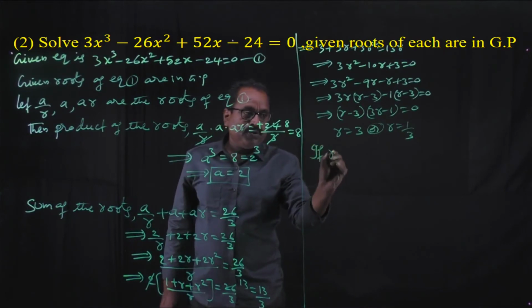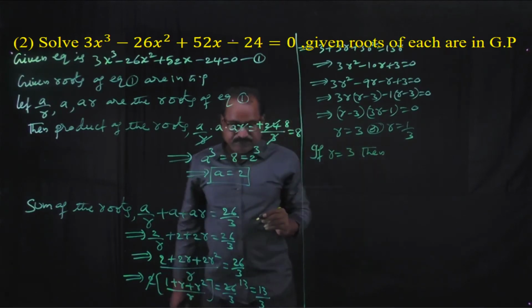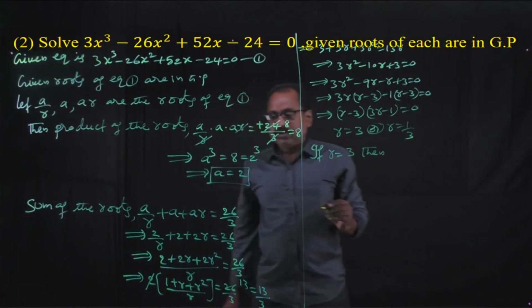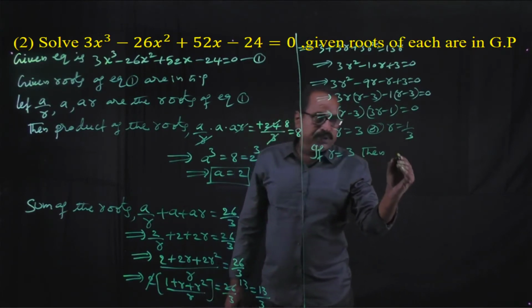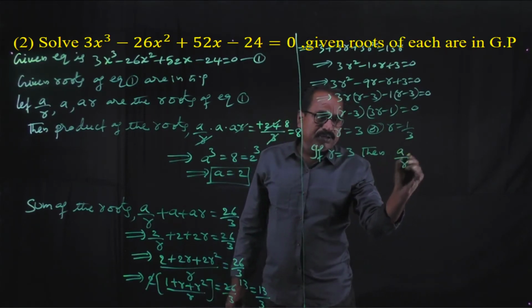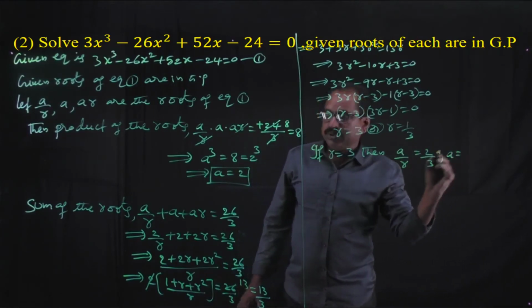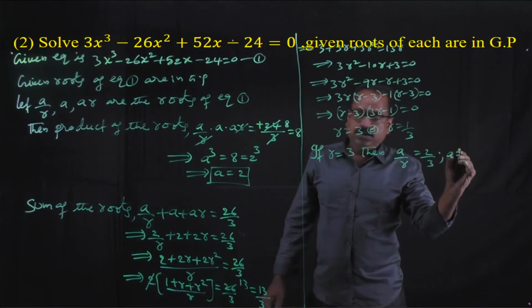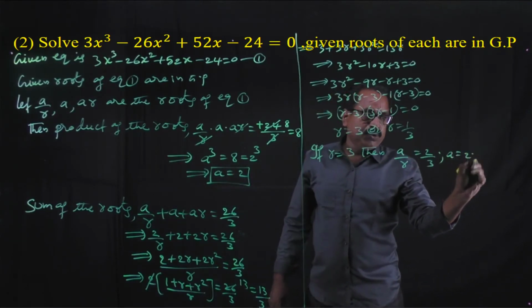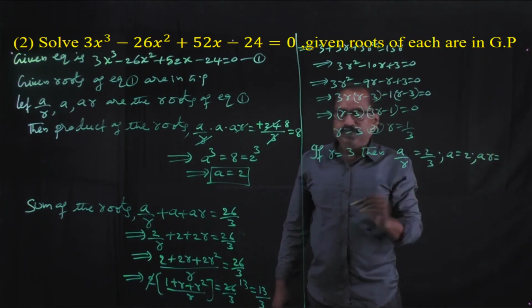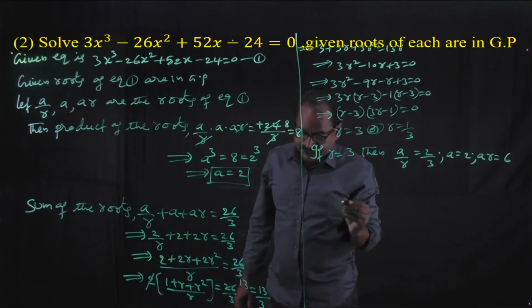If r is equal to 3, then a by r is equal to 2 by 3, a is equal to 2 and ar is equal to 6.